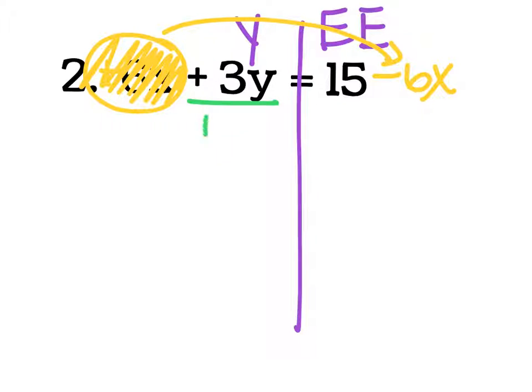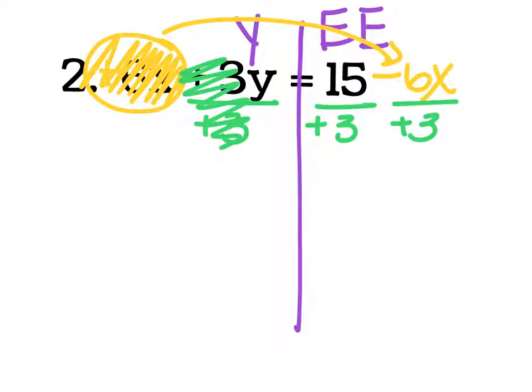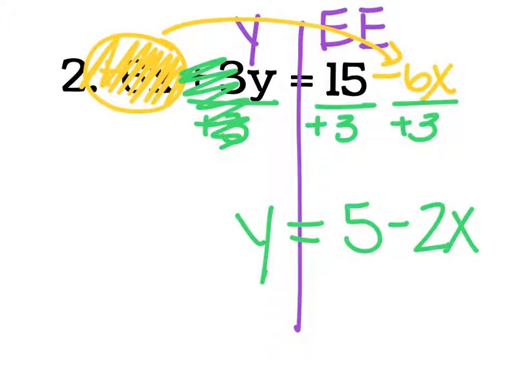The number in front of y is a positive 3. So I'm going to divide each of these terms by positive 3. And that cancels out the 3s on the left, so I'm left with y equals 15 divided by 3 is 5, negative 6x divided by 3 is negative 2x. Don't forget that this x is going to stay there. It does not magically change to y.